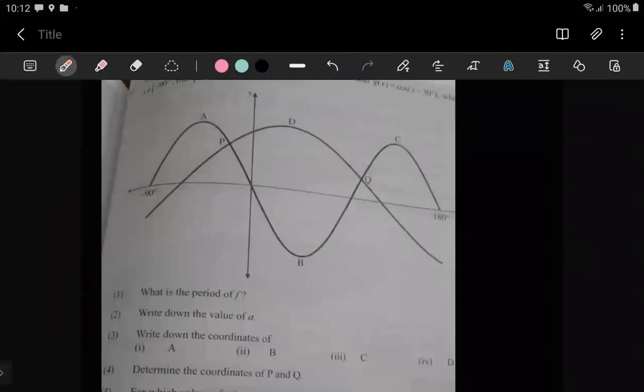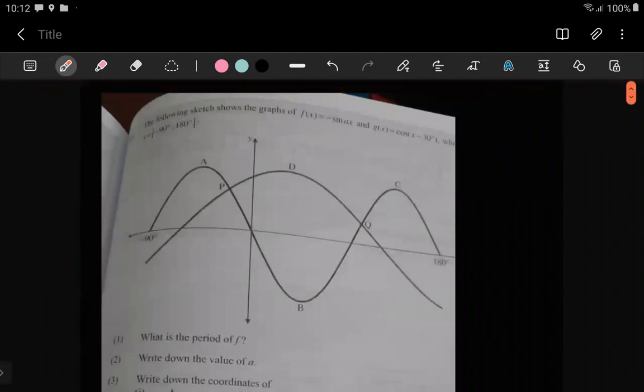Okay, so if you're looking at a situation like this, we need to, as you said, the following sketch shows the graph of f of x and g of x. It's a sine graph and a cos graph. And then it says here where x is between -90 to +180.